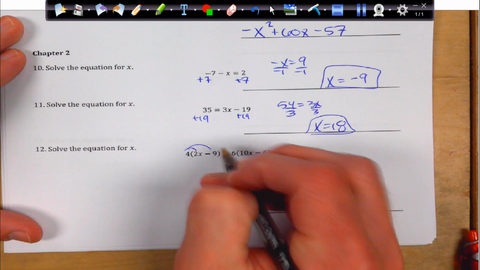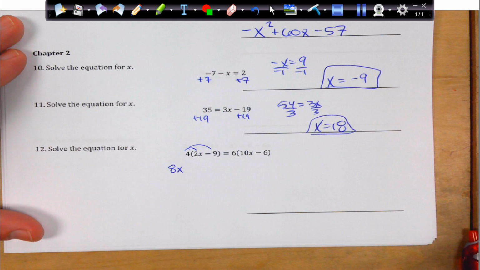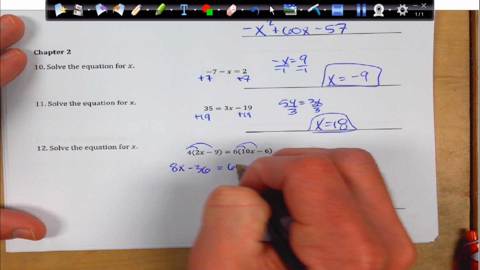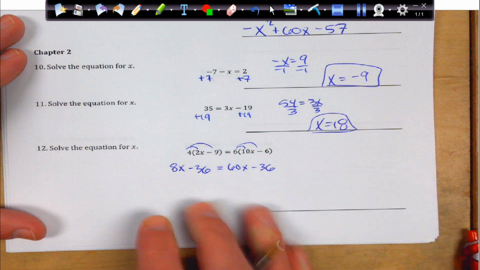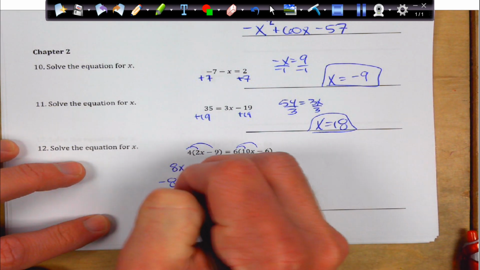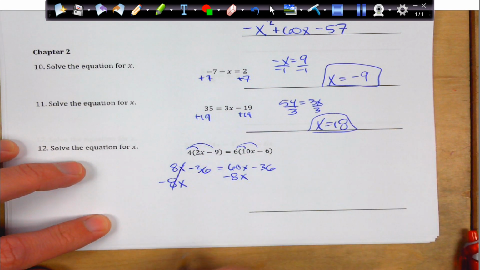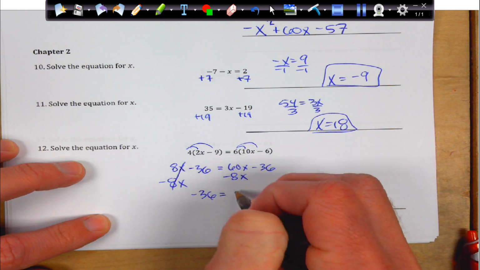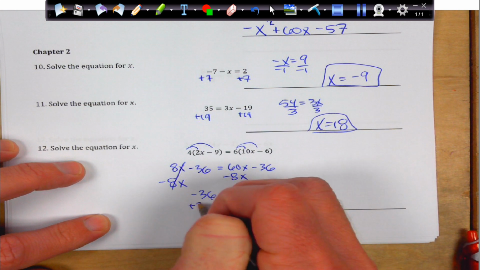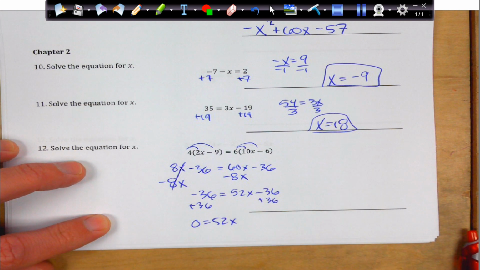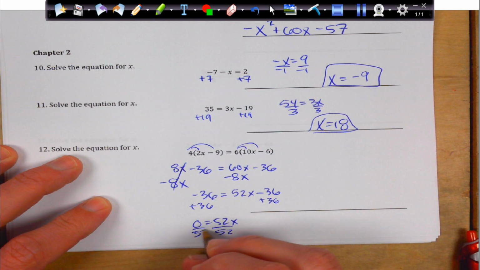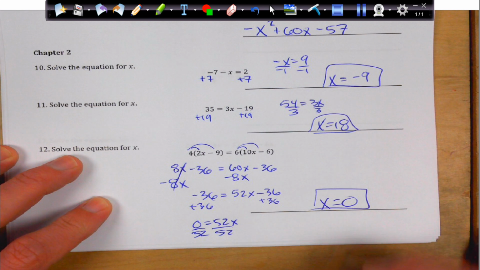All right, distribute. So we get 8x, and then 4 times 9, which is negative 36, and then 6 times 10x is 60x, and 6 times negative 6 is 36. Now we want to move the smaller variable, so we got 8x and 60x. I'm going to move the 8x. That's goodbye. We get negative 36 equals 52x, negative 36, add 36 over. That goes to 0. Now, that doesn't mean it's an insolvable problem. It just means that when I divide by 52, I get x equals 0, which is perfectly fine. No problem.